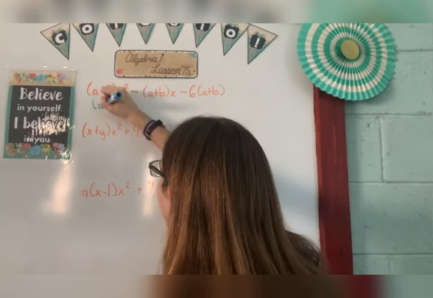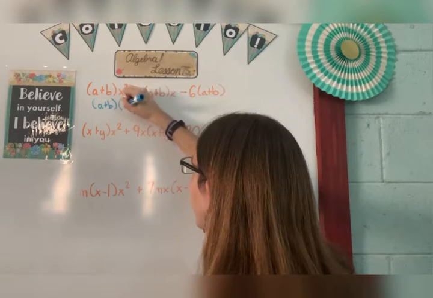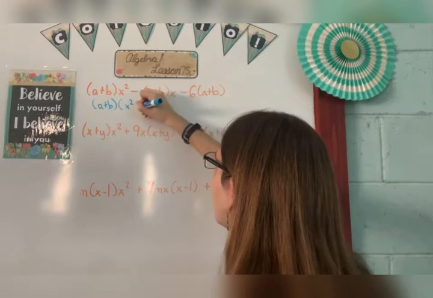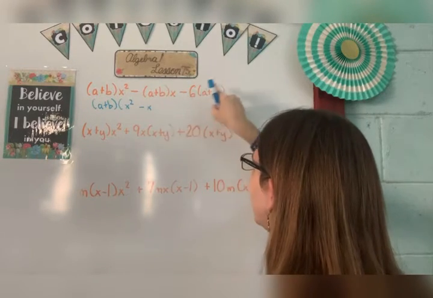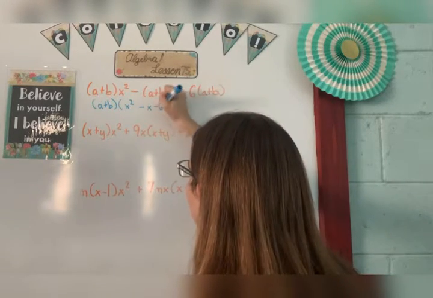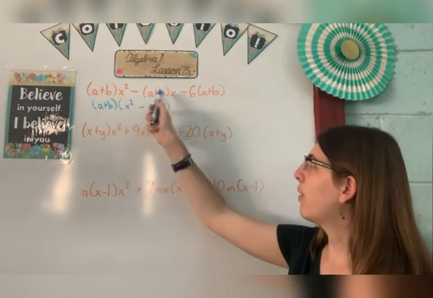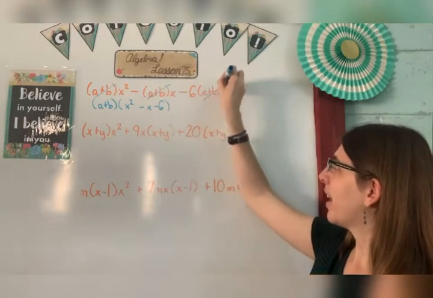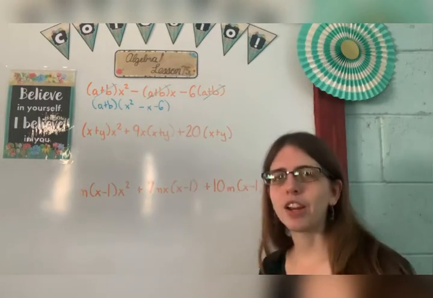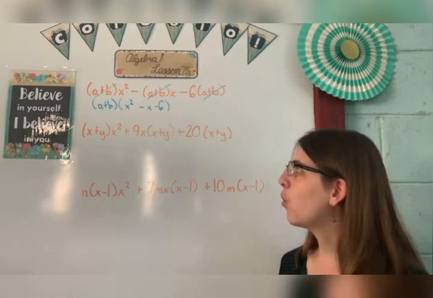So I divide each one of my terms by a + b, leaving me with a trinomial of x squared minus x minus 6. I factored the a + b out of each term. I've divided each term, so it gets rid of it, and I'm just left with my trinomial. So now I can factor my trinomial like normal.